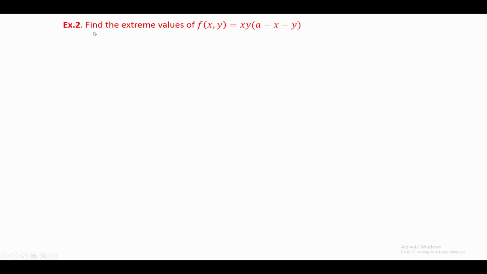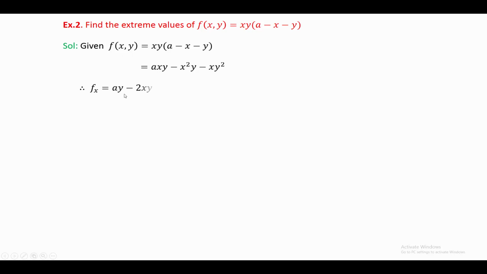Next, example number 2. Find the extreme value of f of xy equal to xy into bracket a minus x minus y. First write down the given function. Before finding the derivatives fx, fy, f double x, f of xy, f double y, first open this bracket and take the product. So the first term is axy, the second term is xy into x, minus x square y, and the next term is xy into minus y, minus xy square.